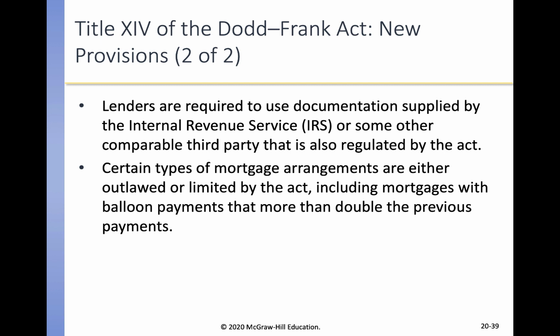It requires lenders to use documentation supplied by the IRS or some other comparable third party to verify all this information. And certain types of mortgage arrangements are either outlawed or limited by the Act, including mortgages with balloon payments that more than double the previous payments.